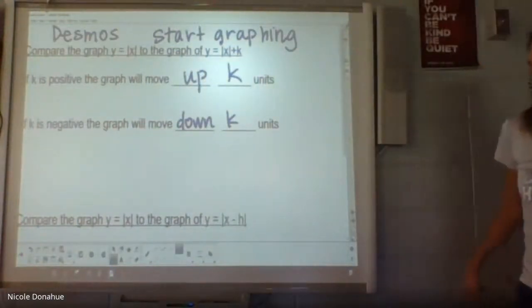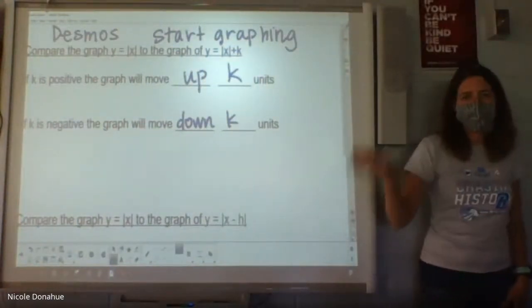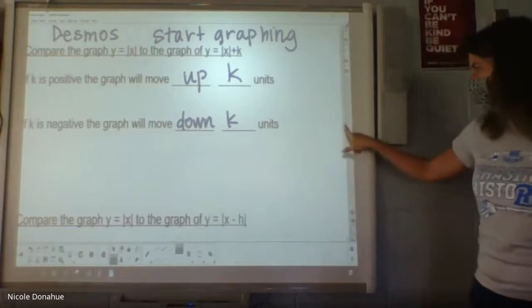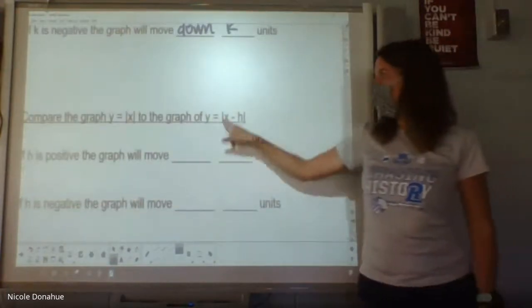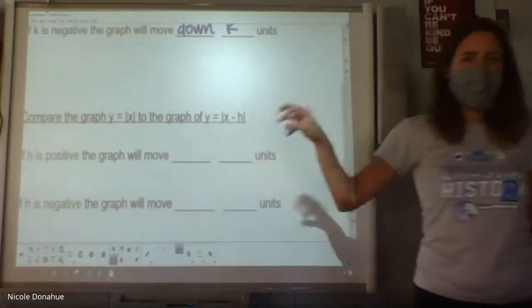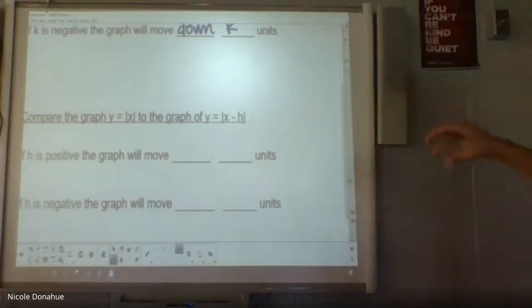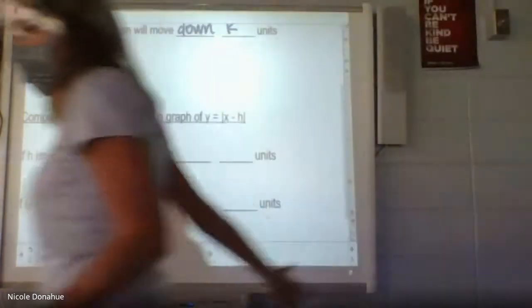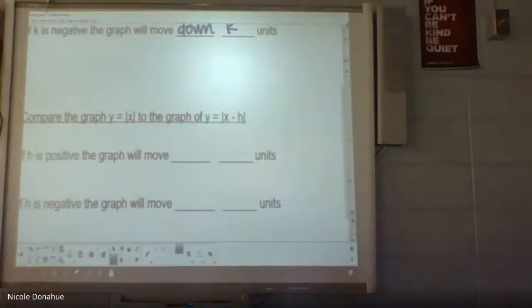Whoever he is. Okay, so up or down k units. So the next thing I want you guys to try is what if now we put something inside the absolute value instead, and we choose that as h, that's just the name they use. Now instead of having the k on the outside, you're going to put h on the inside of the absolute value.